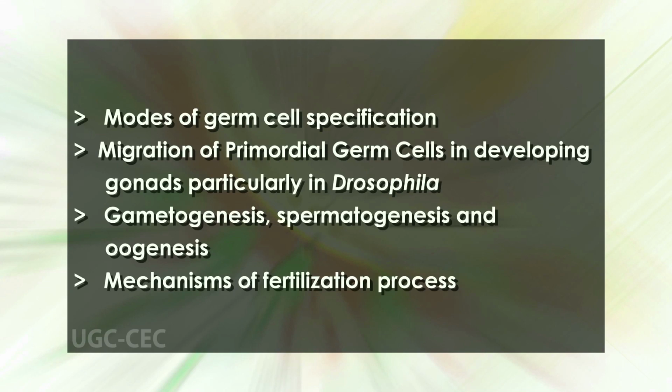Dear students, today we are going to discuss one of the basic topics of developmental biology, that is gametogenesis and fertilization, structure and production of gametes, and finally zygote formation. Let's see today's main objectives. Understanding the modes of germ cell specification, migration of primordial germ cells in developing gonads, particularly in Drosophila, general account of gametogenesis, spermatogenesis and oogenesis, and finally mechanism of fertilization process.